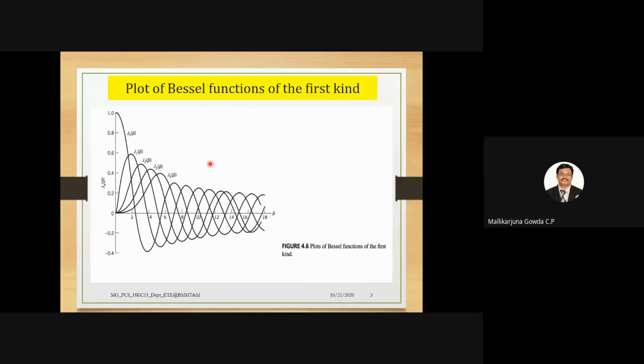So why did I dictate the value of beta as 2.44, 5.55, 8.65, and 11.2? If you adjust the value of beta such that these are the values, for J naught of beta, when beta is 2.44, it becomes 0. This value of J naught of beta becomes 0 at 2.44, at 5.55, then at 8.65, and also at 11.2. The value of J naught of beta will be 0. I hope you could understand that.